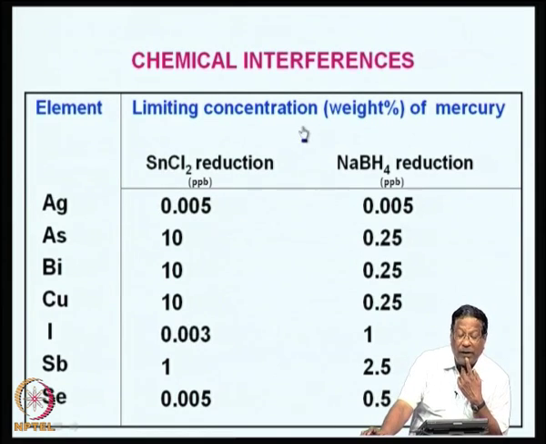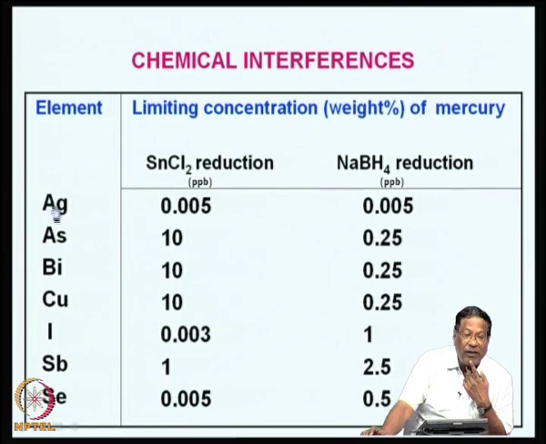For example, if you want to determine mercury, the interferences with this, for example, with silver at 0.005 ppm, it interferes in the stannous chloride reduction, and NaBH4 also. So, you have to make sure that silver is not present around in the path of mercury carryover. And arsenic, it gives about 10 ppm here and about 0.25 in the case of sodium borohydride. That is why we prefer sodium borohydride reduction of mercury rather than stannous chloride reduction nowadays.